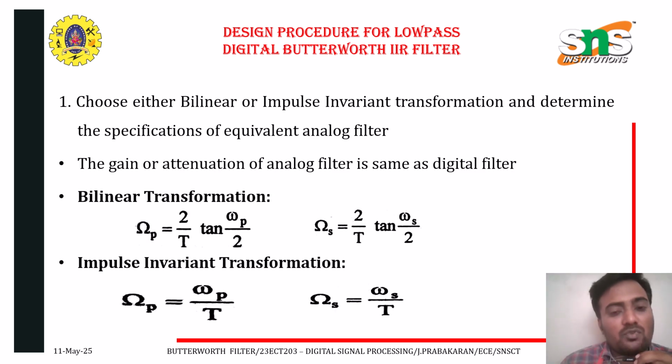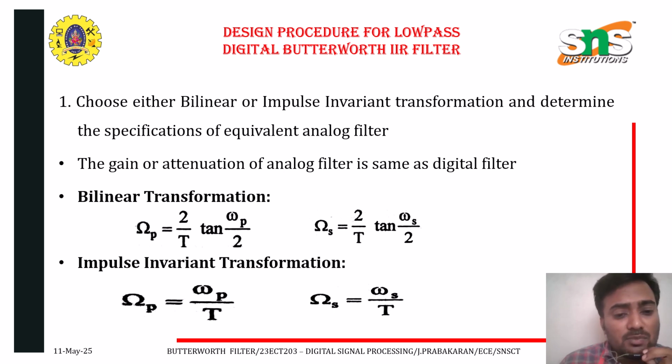This is the design procedure for a low pass digital IIR filter. For analog to digital, we have to use two methods, either the bilinear transformation technique or the impulse invariance transformation. For the bilinear transformation technique, you have to use the passband cutoff frequency: omega p equal to 2 divided by T tan of omega p divided by 2, and omega s equal to 2 divided by T tan of omega s divided by 2. Here given are the passband and stop band digital frequencies, which means digital frequency.